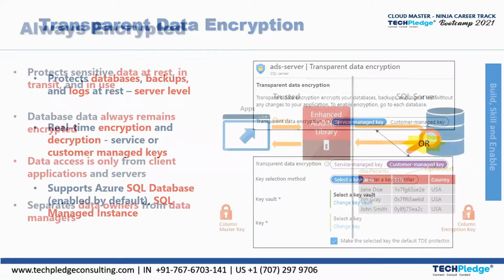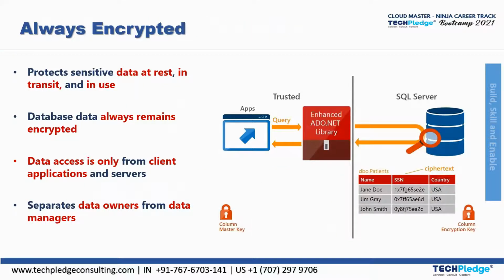Then the other feature we have is Always Encrypted. Always Encrypted is a feature where the data is always encrypted, which means that the encrypted data can only be decrypted for processing by the client application with access to the encryption key. This encryption key will never be exposed to SQL database or SQL managed instance. It can only be stored in the Windows certificate store or Azure Key Vault.